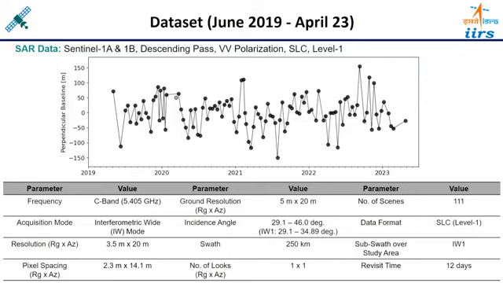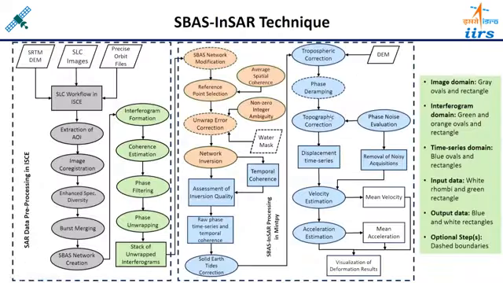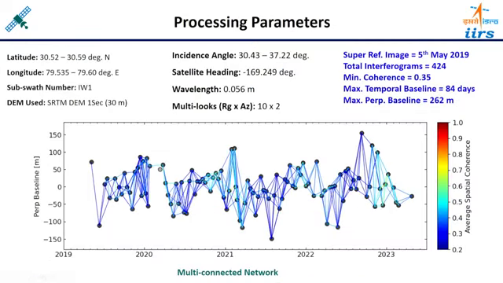111 images were used, from September 2019 to April 2023. Sentinel-1A and 1B images were used. This was the methodology used. Time series analysis and time series domain processing was done. Around 424 interferograms were generated.